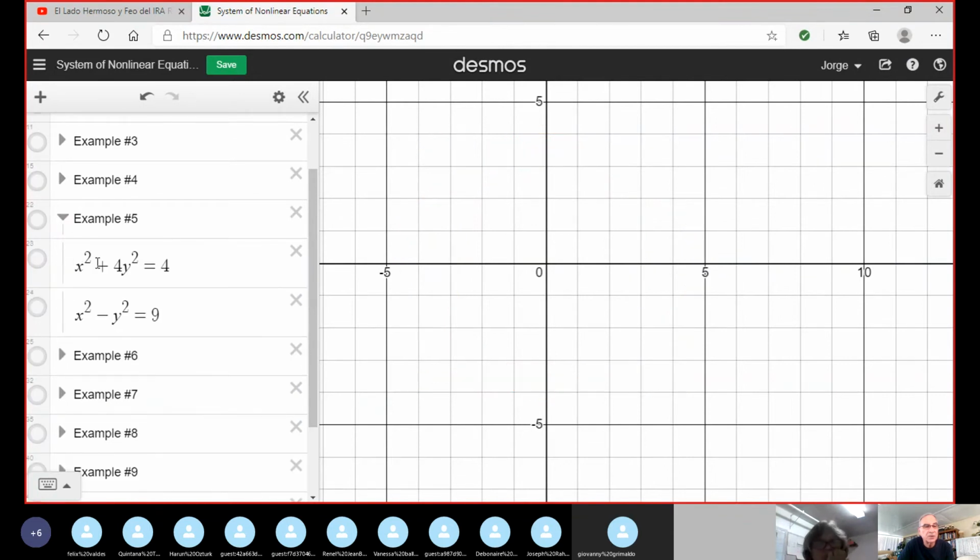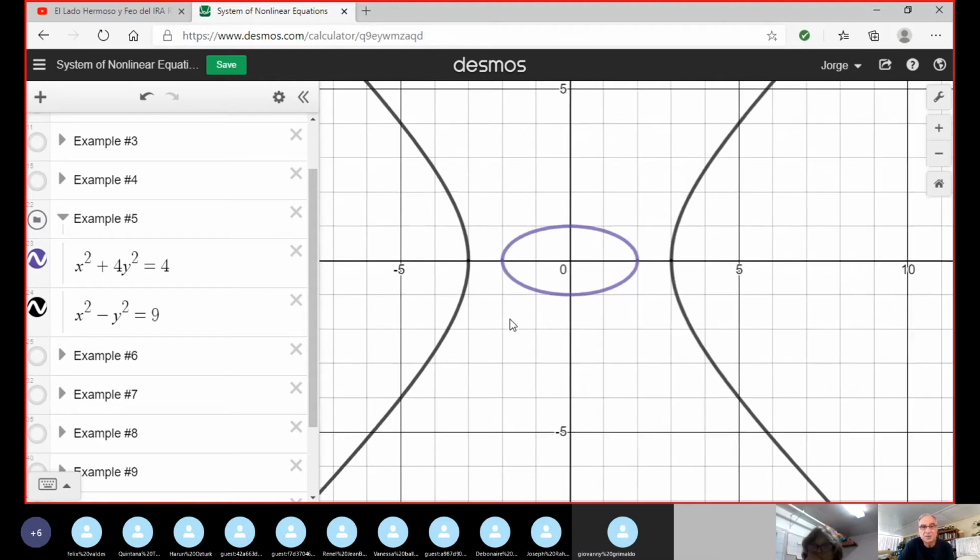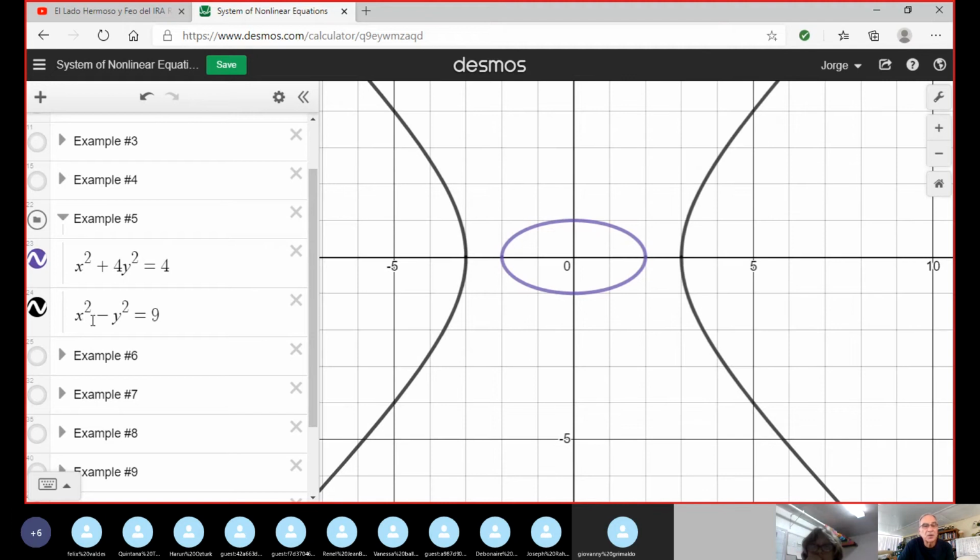Example 5, remember the equations: x squared plus 4y squared equals 4. I suppose this looks like an ellipse, no? x squared minus y squared equals 9. This is not an ellipse, it's a hyperbola. Okay, no problem. This is for the test for identification, perfect. When you graph these functions, look: the purple color represents the ellipse. The black color represents the hyperbola. And there is no connection between these curves. Therefore, we have no solution. Super.